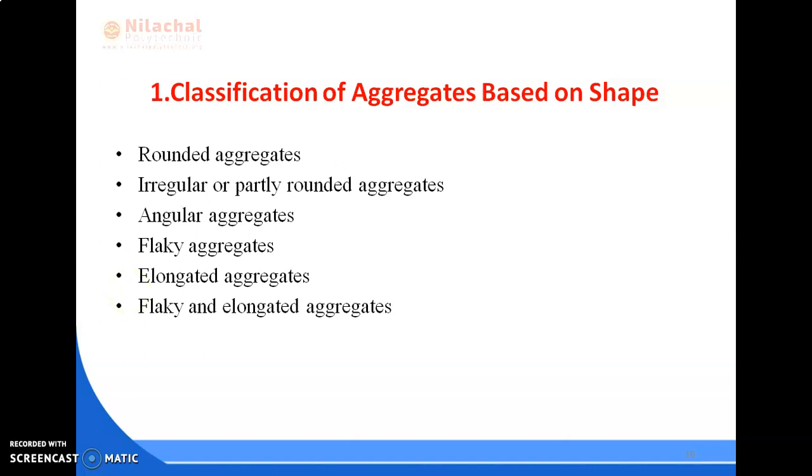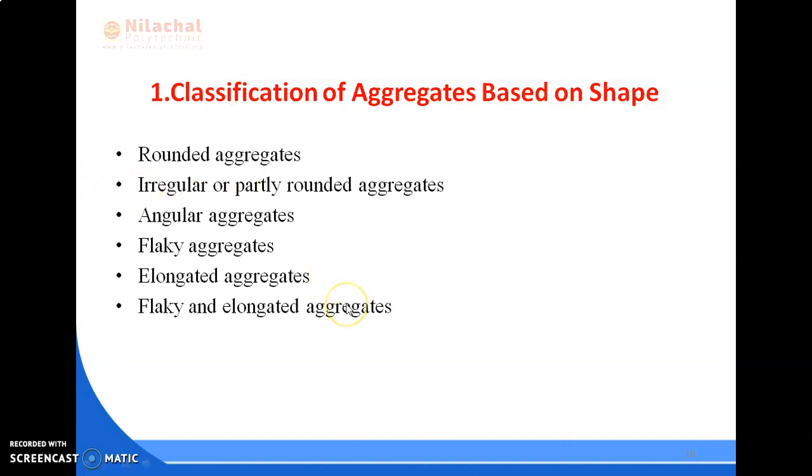Next is irregular or partly rounded aggregates. These types of aggregates are partly shaped by attrition, and are available in the form of pit sands and also in the form of gravel. They result in 35 to 37% voids in concrete, and give lesser workability when compared to rounded aggregates. Next is angular aggregate. Angular aggregates have well-defined edges formed at the intersection of roughly planar surfaces, and are obtained by crushing rocks. Angular aggregates result in the maximum percentage of voids, hence give less workability. They give 10% to 20% more compressive strength due to development of a stronger aggregate mortar bond.